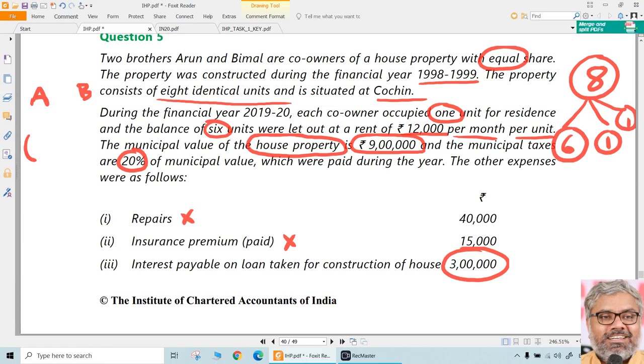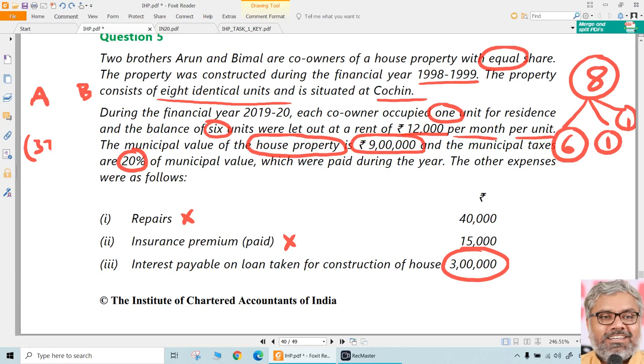How much will be that? So this 3 lakhs rupees is for 8 units. How much will be for 1 unit? That is 37,500 for A, Arun. But this property was constructed during 98-99, before 1999. That is also important point. So 37,500 will not be claimed as reduction. Not possible. It has to be restricted to 30,000 only.